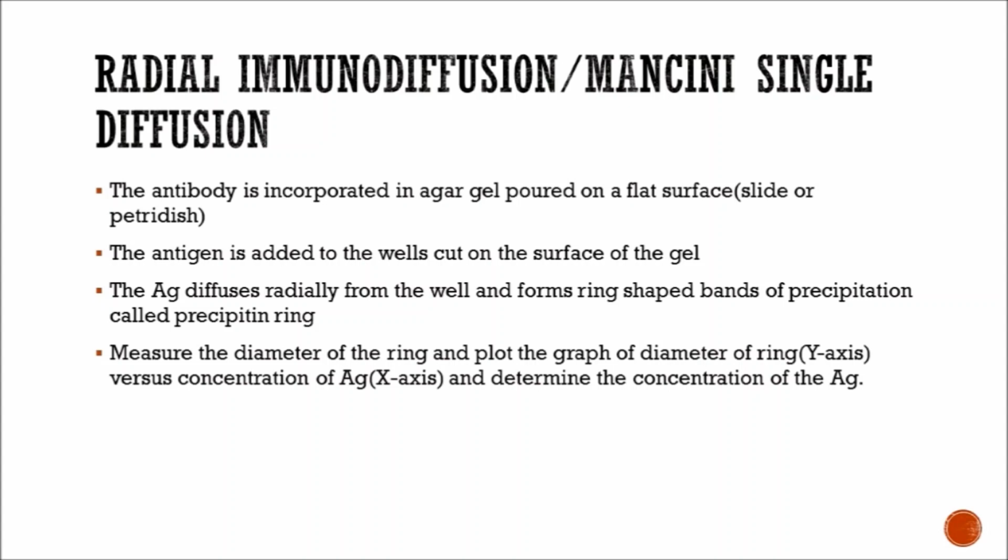After loading, the antigen will diffuse radially from the well and form a ring-shaped band of precipitation called the precipitin ring. Once the precipitin ring is developed, the concentration of unknown antigen can be measured by comparing it to the standard antigen and using a standard graph. A standard graph of diameter of ring on the y-axis versus concentration of antigen on the x-axis is plotted using a semi-log graph, and the concentration can be determined by noting down the diameter of the ring.